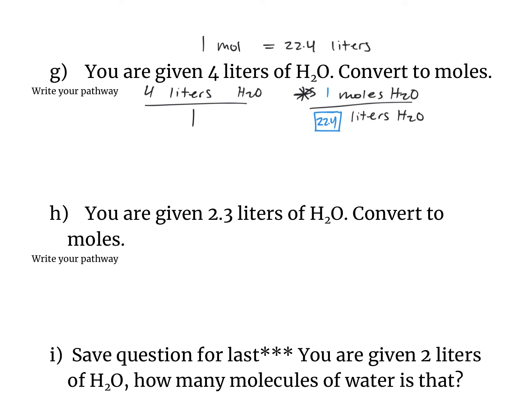Okay? So whenever you multiply that out, it's going to be 4 over 22.4. And then you should actually get 0.8 moles of H2O. Okay, so that would be your answer.